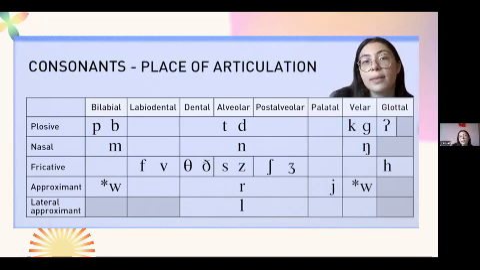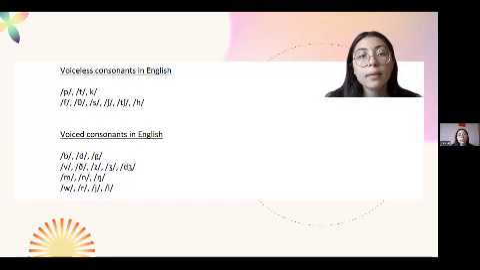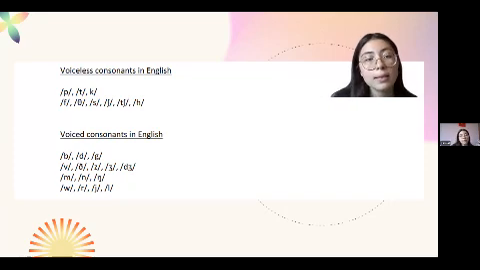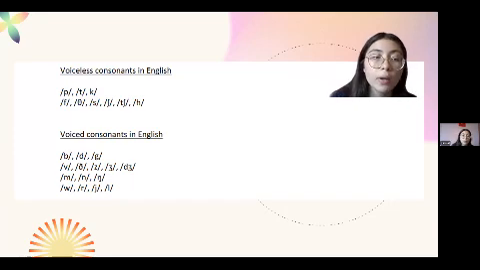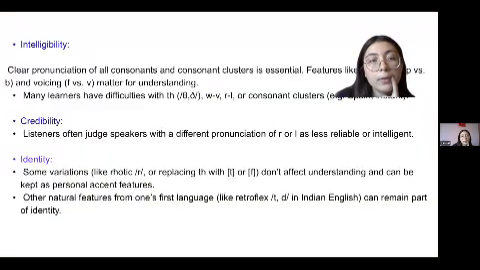That was placement. And now you see some voiceless consonants in English and voiced consonants in English. Voiceless consonants are produced without vibration of the vocal cords, but voiced consonants are produced with vibration of the vocal cords. This is the difference.